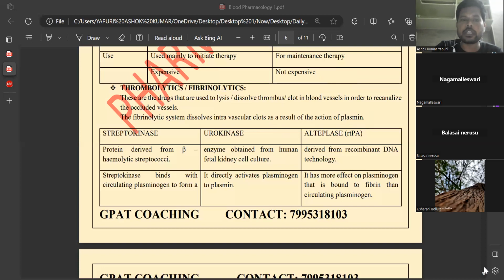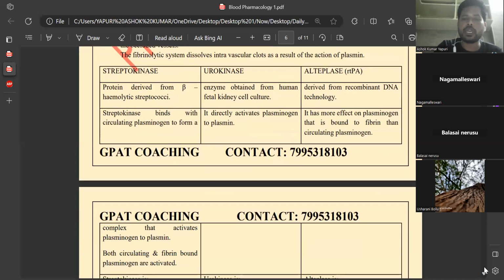Next, discussion regarding the individual drugs. Here there is no specific detailed classification, simply examples. The first drug is streptokinase. Streptokinase is a protein. Enzymes are nothing but proteins, and proteins are made up of amino acids.